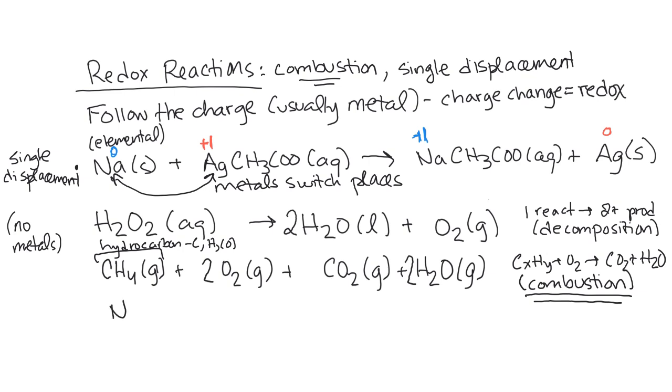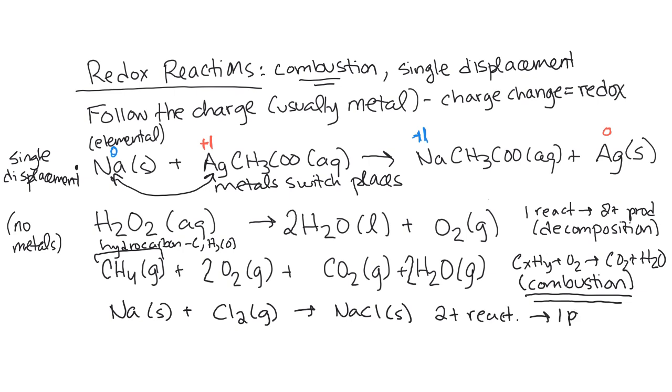Another one that is also a type that I didn't talk about in the first slide is something like this, where sodium plus chlorine makes sodium chloride. This is an example of 2+ reactants make one product, and that reaction type is called synthesis. What am I doing? I'm putting two things together. I'm slamming them together. I'm synthesizing them to make something new. Synthesis reactions in this category are also redox.